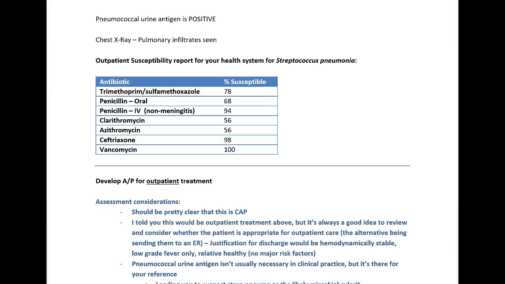I did get an email about the penicillin IV non-meningitis. That would be for some specific cases only. You would never really use that for pneumonia just because empirically it's just not good enough coverage, even though you know it's susceptible. But some like anti-staphylococcal penicillins, such as amoxicillin, might be okay. We just don't use penicillin for that.